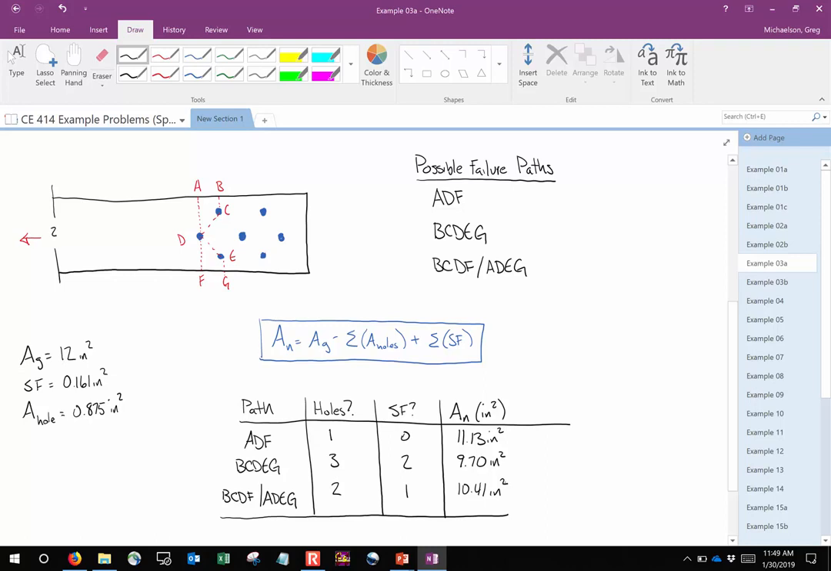So what is the net area for this section? It's 9.7. Why is it the smallest? Well, if I'm yanking on this member, where is it going to fail? It's going to fail along the path of least resistance. And the path of least resistance is the path that has the least area to resist that load. So the net area is going to be the smallest of these, not the largest. So the net area is 9.7 inches squared.